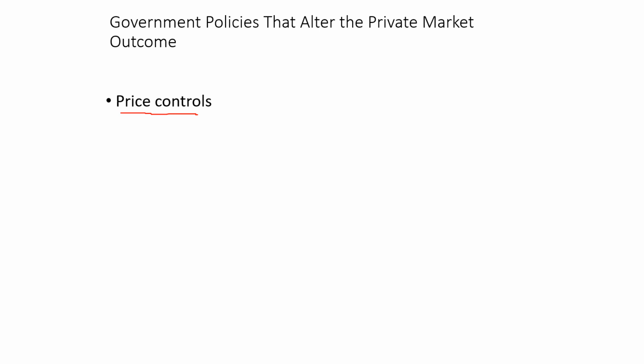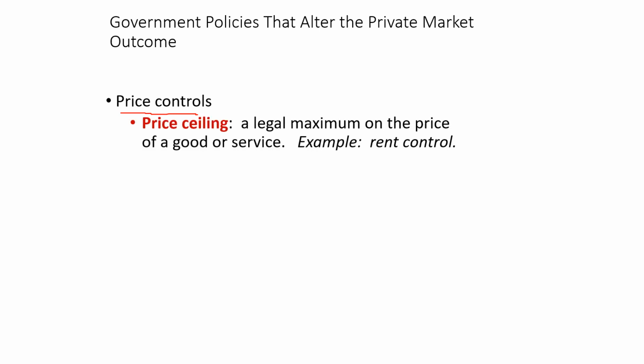Then we have price ceiling, which is a legal maximum on the price of a good or service. For example, we have rent control. So in price ceiling, governments decide how much a maximum amount could be charged, and above that it will be illegal. Prices above a ceiling are illegal, but prices below a ceiling are legal. Price ceiling basically refers to the upper limit on the prices.